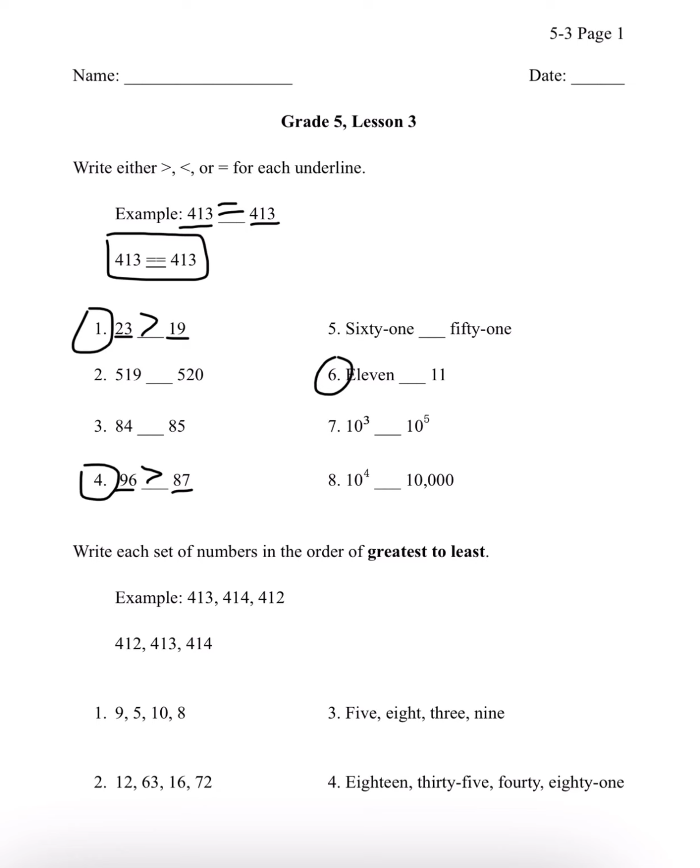Number 6 gives us 11 and 11. The 11 is just in word form, but in number form, it'll be 11. We can see that they're the same, so it'll just be equal to.